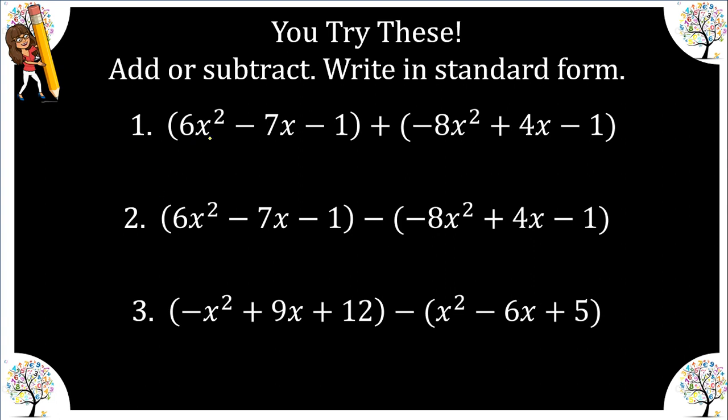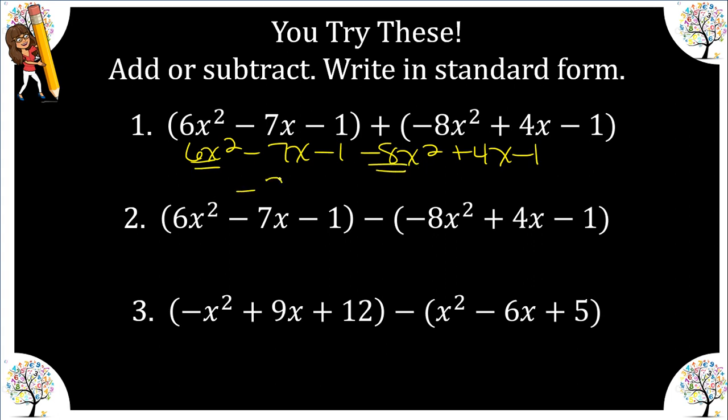Okay, on number 1, we have addition. So I'm simply going to write out all my terms with no parentheses. Again, if you have a different way you want to do it, that is fine by me. And then our linear terms, so that gives me minus 3x. Again, notice the operation in front of the term. And then our constants give me a minus 2. So we have a quadratic trinomial.